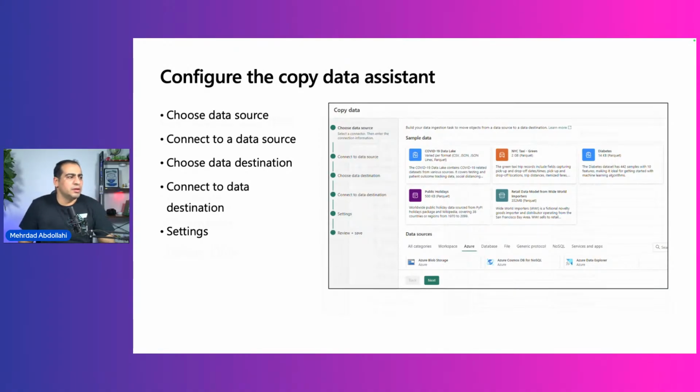We can use the copy data activity in pipeline, where you can just choose your data source, then you can connect it, and you're going to choose your destination and connect to that destination and some settings. There is an assistant here that is going to guide you for each step. However, you can ignore that wizard and go directly to the settings section in your activity.